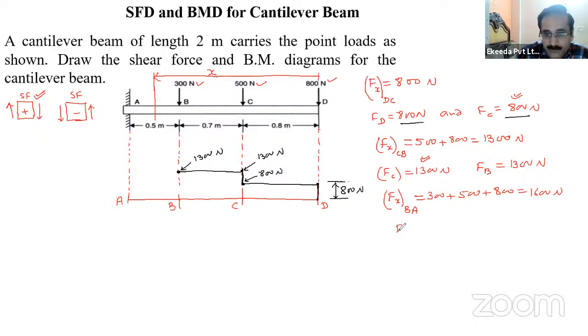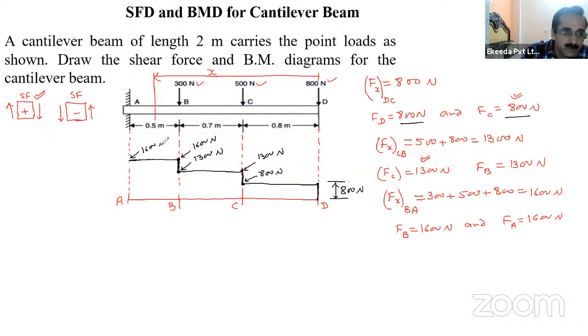So at B point, the force will be 1600 Newton, and at A point, again the force will be 1600 Newton. So this is the line of 1600. This point is of 1600 Newton. 1300 plus 300, 300 is added up, and this will remain constant for the rest of the section between B to A. And this point is again the point of 1600 Newton.